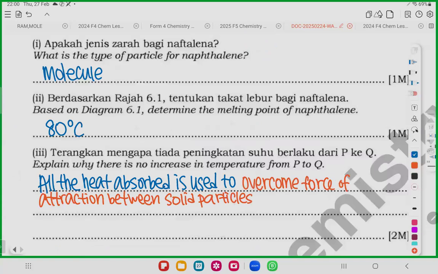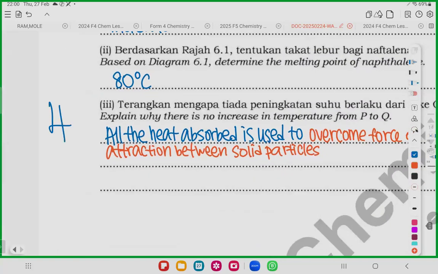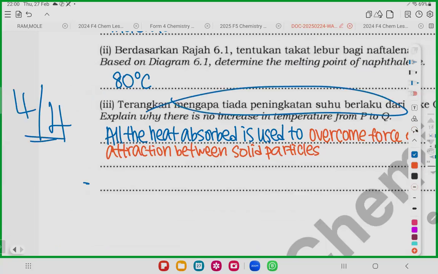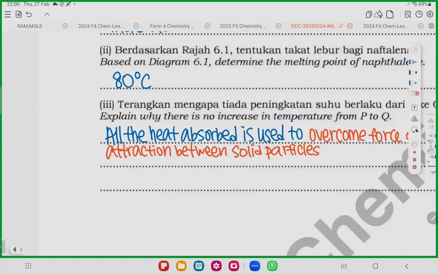Guys, can you see? We discussed 4 questions. All 4 questions asked why the temperature didn't change. Can you see how popular it is, how frequently they ask this question? That's why you really need to know how to explain.